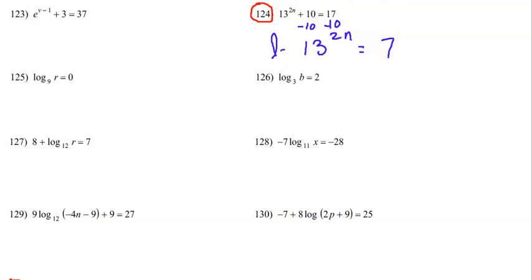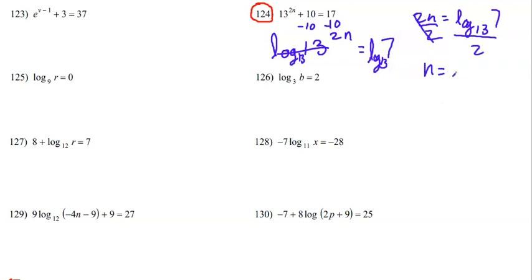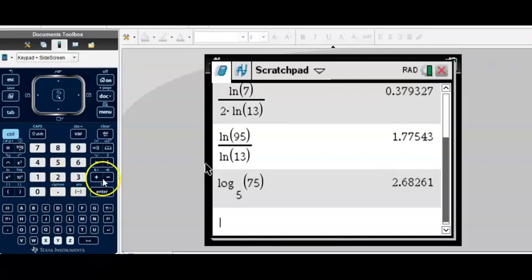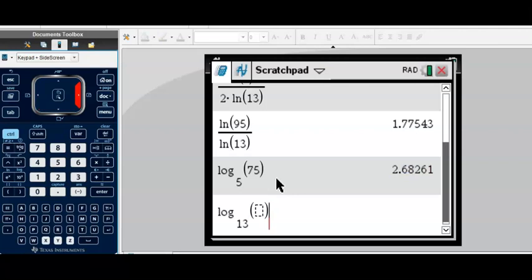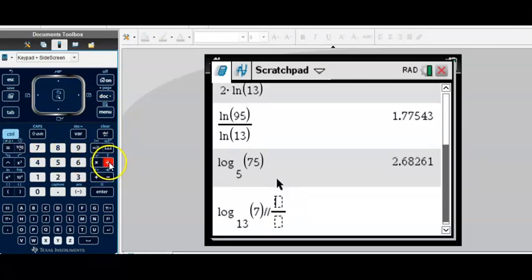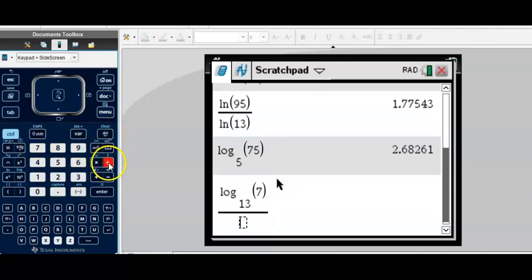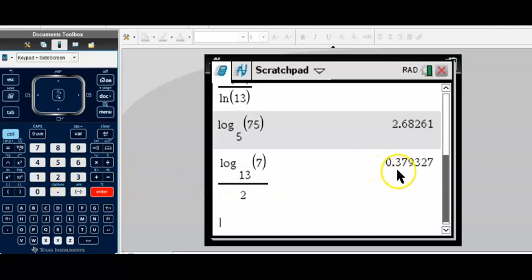To get rid of the base, we're going to log each side, log 13. Log 13. So those cancel out. You have 2n equals log base 13 of 7. Divide each side by 2. And then you have n equals log 13 of 7 all over 2. And then you would plug that into the calculator. So we have log base 13 of 7 all over 2. And that would equal 0.3793.